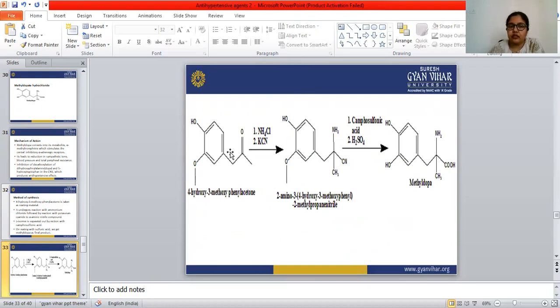So we first take 4-hydroxy-3-methoxyphenylacetone, and it undergoes reaction with ammonium chloride and potassium cyanide. At that time, we get 2-amino-3,4-hydroxy-3-methoxyphenyl-2-methyl propanenitrile. This is the L isomer, and when it is reacted with camphorsulfonic acid and sulfuric acid, we get our product, methyldopa. This is the synthesis we have to learn, a very important part of this topic.